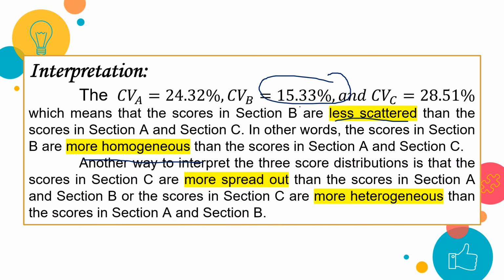Another way to interpret the three score distributions is that scores in section C are more spread out than the scores in section A and section B, or the scores in section C are more heterogeneous than the scores in section A and section B. So this is so nice because the interpretation is just easy, no? The problem here is that you need to know how to compute the different variation or dispersion formulas.